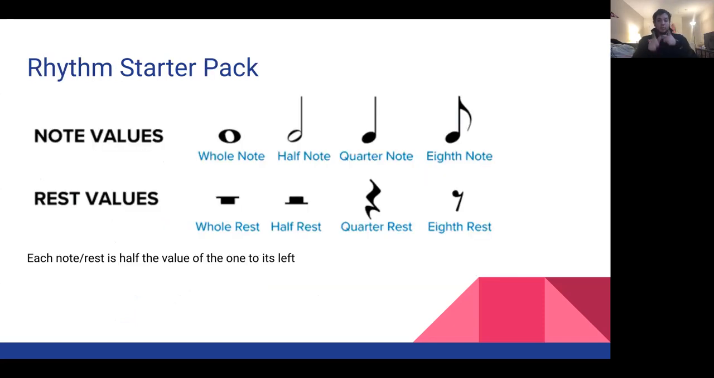So here's our rhythm starter pack, everyone. First off, we have whole notes. In any time signature where we have a 4 on the bottom, a whole note is going to get 4 beats. Now, why does this matter? What if the top number isn't 4? Well, if the top number isn't 4, then we're not going to be able to use a whole note, but we can still use the thing that is half of the whole, or a half note. Half note is 2 beats instead of 4.